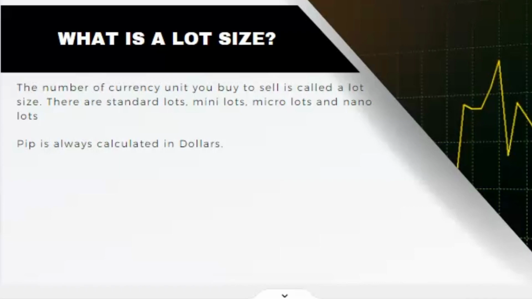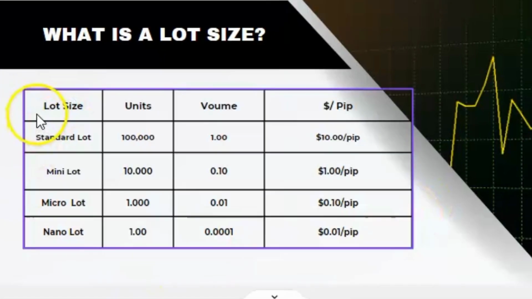Remember, I told you in the beginning that when it comes to forex trading, you're buying one currency while you are simultaneously selling the other. So you have to have this at the back of your mind and ensure that you understand what it entails. There are different types of lots. This includes standard lots, mini lots, micro lots, and nano lots, and there is a perfect description of it.